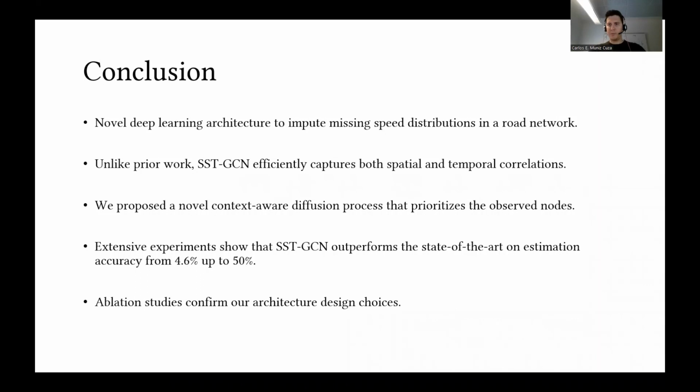As conclusions, we propose a novel deep learning architecture to impute missing speed distributions in the road network. Unlike prior work, our method efficiently captures both the spatial and temporal correlations in the road network. We propose a novel context-aware diffusion process that prioritizes the observed nodes in the graph, and experimental results show that we outperform the state-of-the-art baselines on accuracy, from 4.6% up to 50%. Finally, ablation studies confirm our architecture design choices.